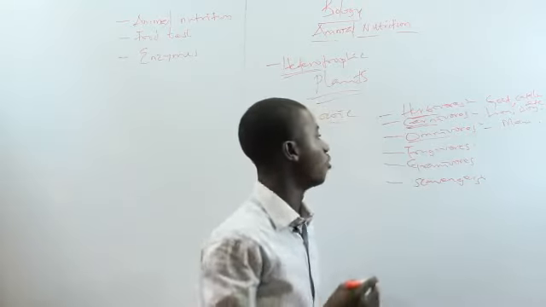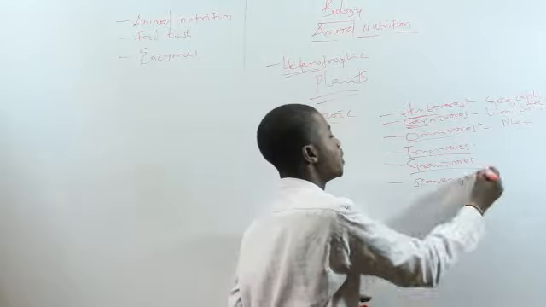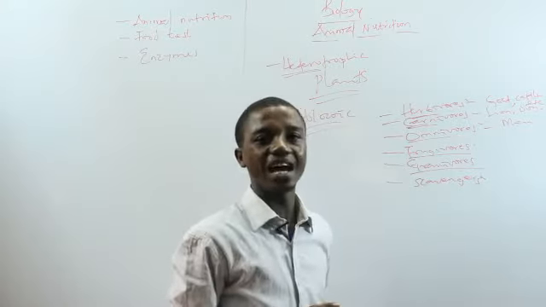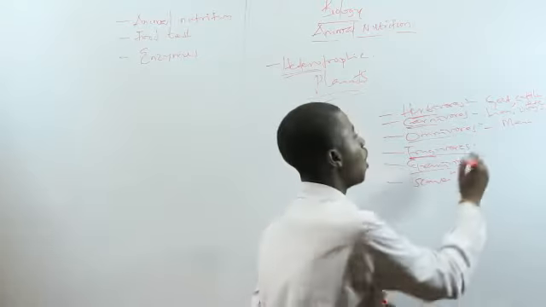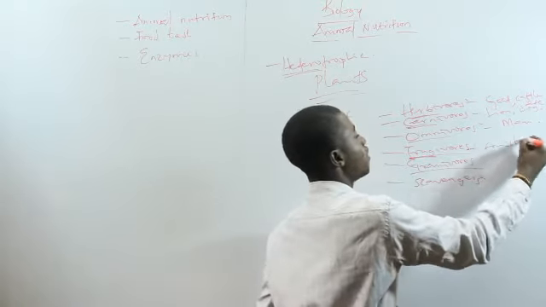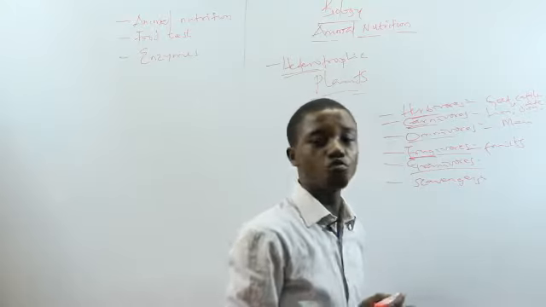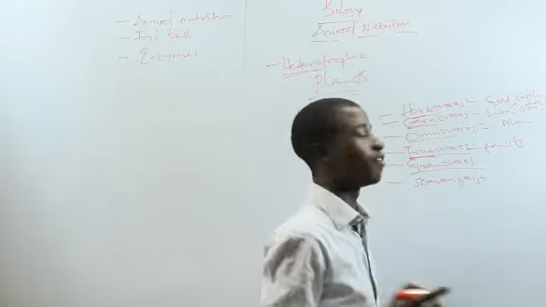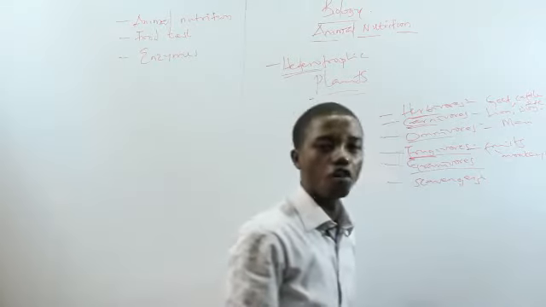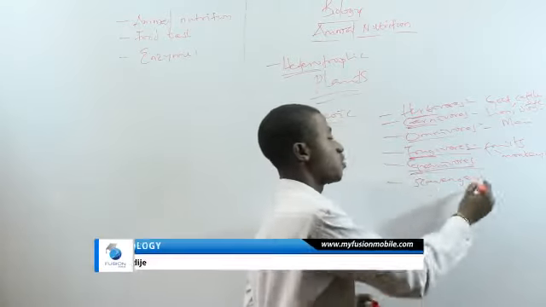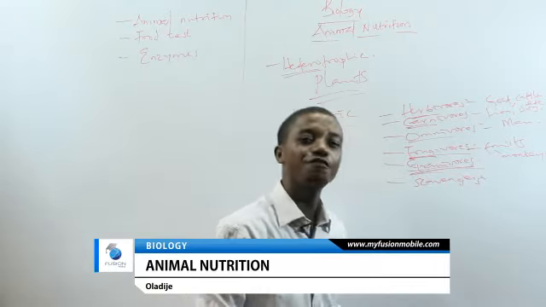Man is an omnivore. Now, what are frugivores? Frugivores and granivores are special types of feeding habits. Frugivores are organisms that specifically feed on fruits. A very good example of a frugivore is your monkey. Now, we have granivores as well. Granivores are organisms that specifically feed on grains.